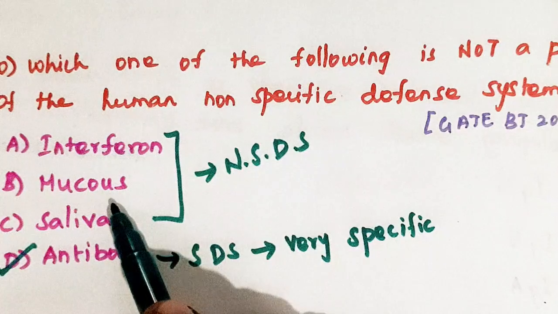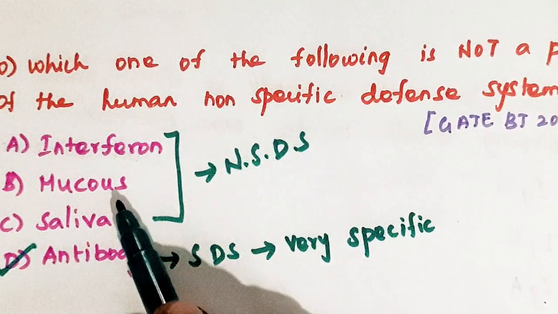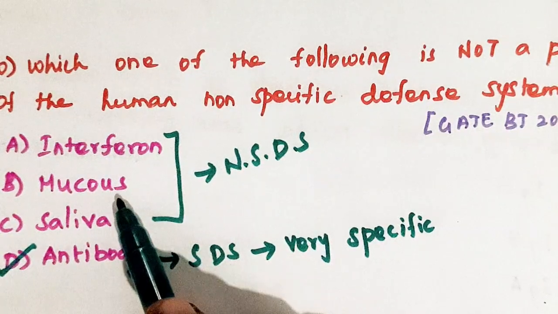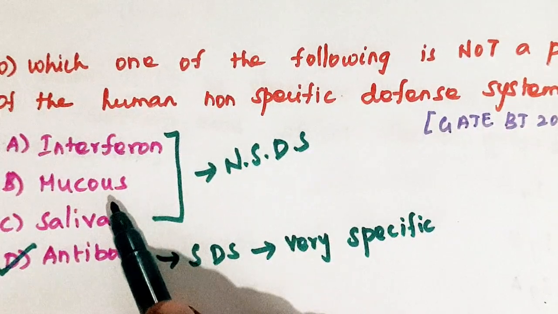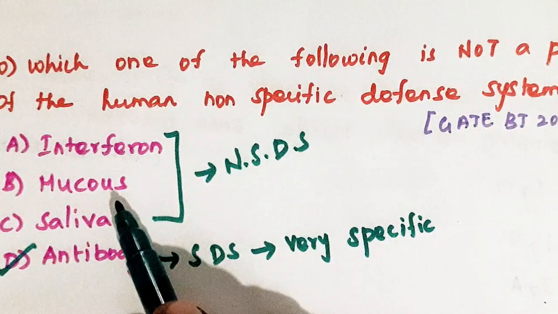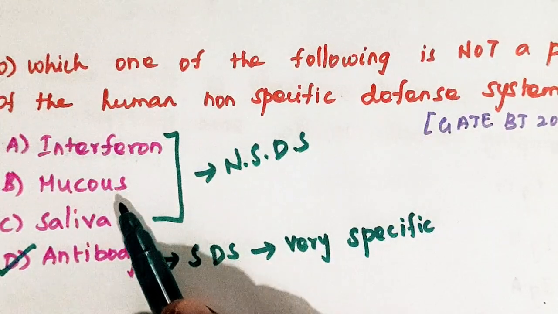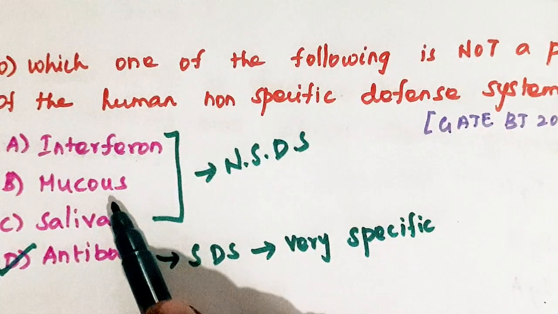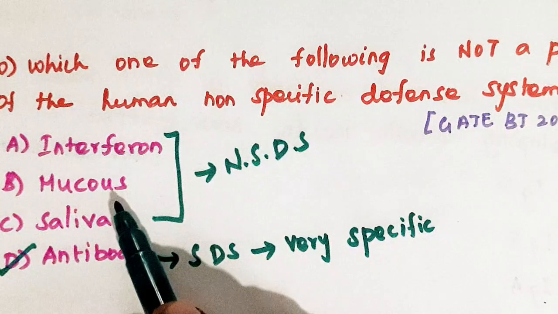Next one is mucus. It acts as a non-specific defense mechanism by creating a physical barrier. That is, the gel-like consistency of mucus forms a protective layer on mucosal surfaces like the nose, throat, lungs, and intestine, where it traps foreign particles including bacteria and viruses on its sticky surfaces, thereby preventing them from entering deeper into the body.